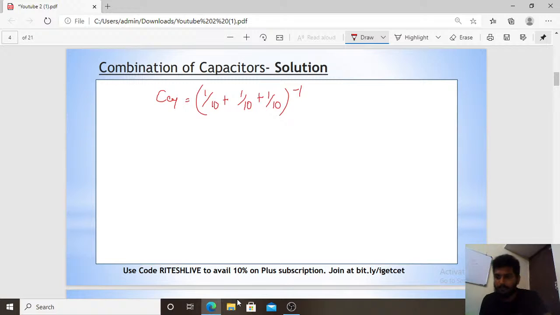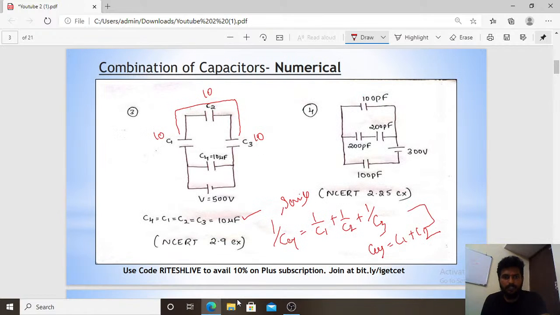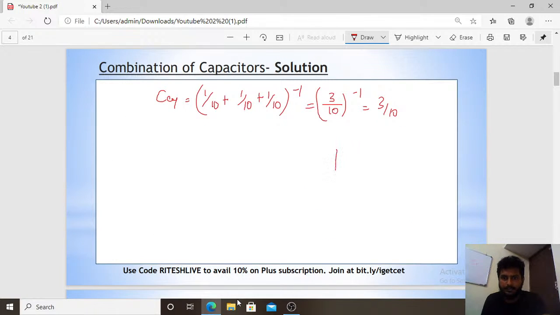We will go for MCQs, multiple choice questions, next. We will solve this first. We will get a 10 by 3 inverse, that is 3 by 10. The given figure we can now rewrite as: this is the capacitor, and here is another one that is connected to the battery. So this is the battery.